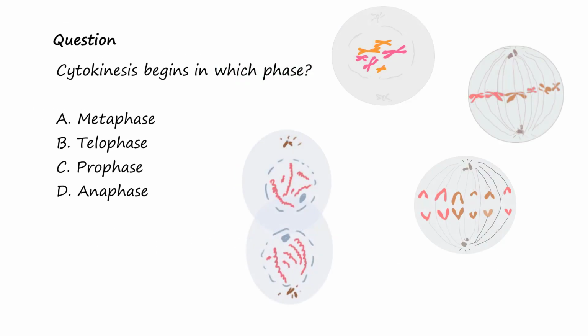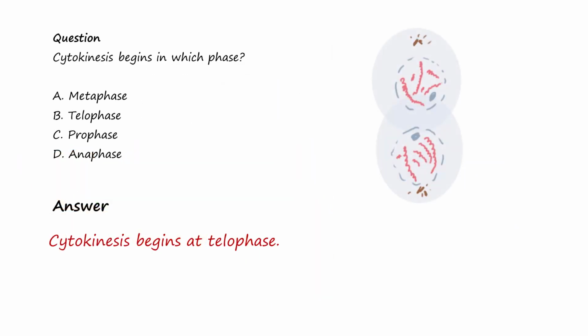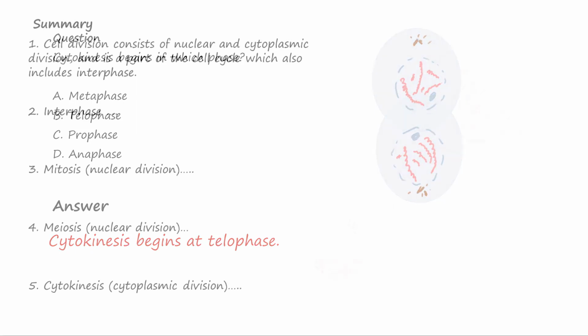Question: cytokinesis begins in which phase? A. Metaphase, B. Telophase, C. Prophase, D. Anaphase. Answer: cytokinesis begins at telophase, or the last phase of the nuclear division, where the chromosomes reach the pole, begin to decondense, and nuclear membranes start to reform.